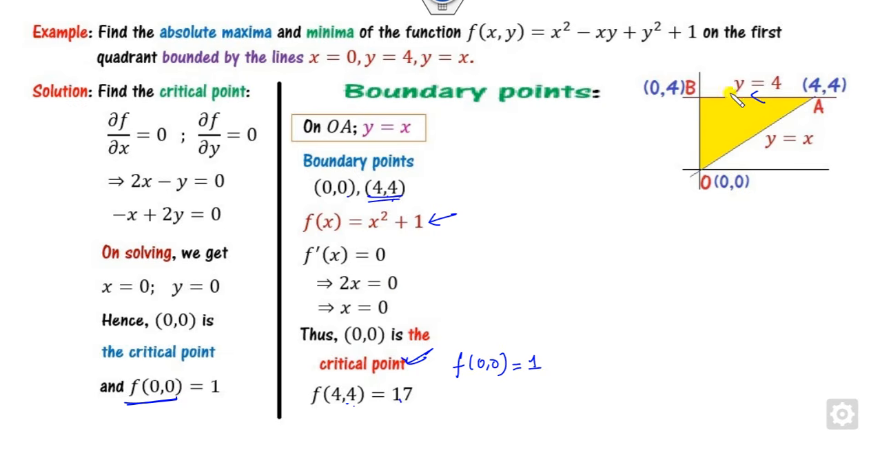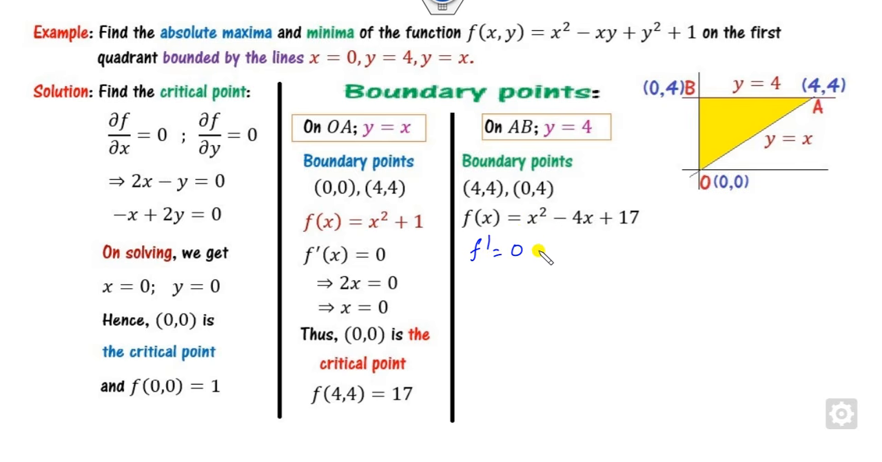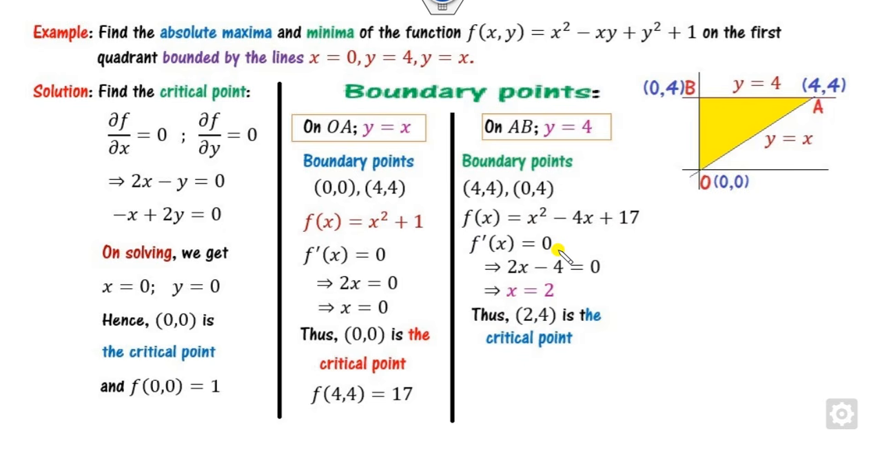Now on the line segment AB, we know that y is equal to 4. Boundary points are my here. Substitute y is equal to 4 here. You can get the value of f(x) as this. Find the critical point of this function by taking f dash is 0. You can get x is equal to 2. X is 2, y is 4, so the critical point is my (2, 4).